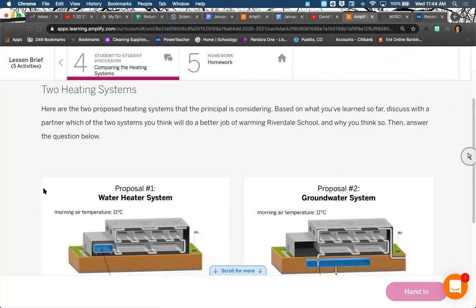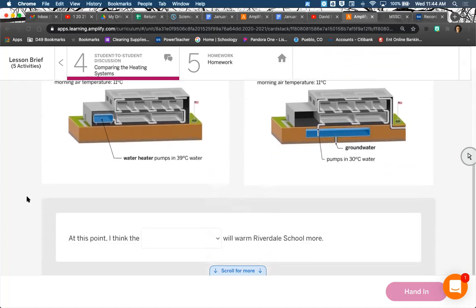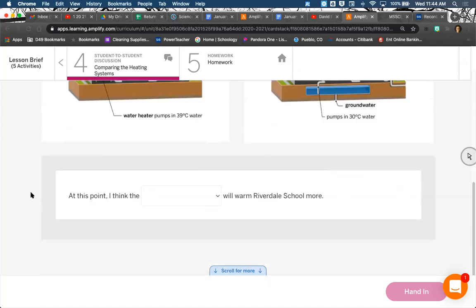Two heating systems. Here are the two proposed heating systems that the principal is considering. Based on what you learned so far, discuss with a partner which of the two systems you think will do a better job of warming Riverdale School and why you think so. Then answer the questions below. Okay, so I'll be your partner, and I think at this point we have to choose one or the other. Which one would you choose?